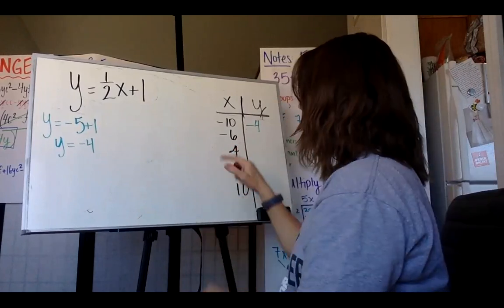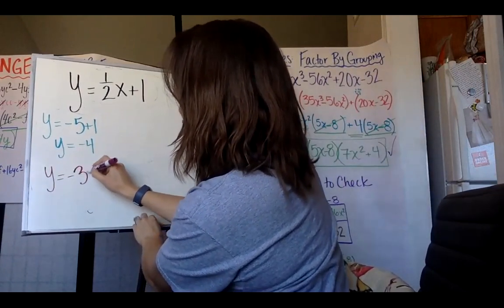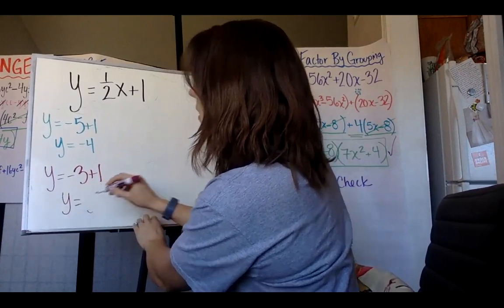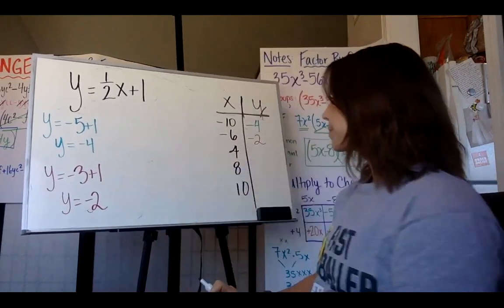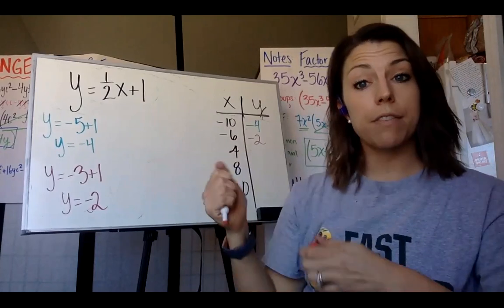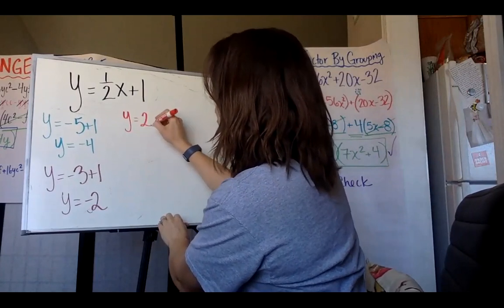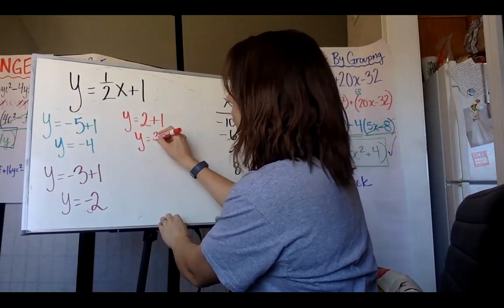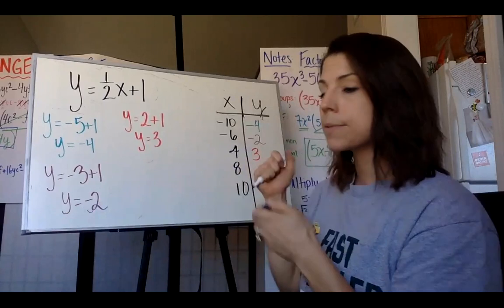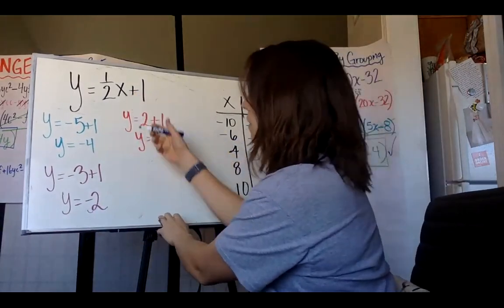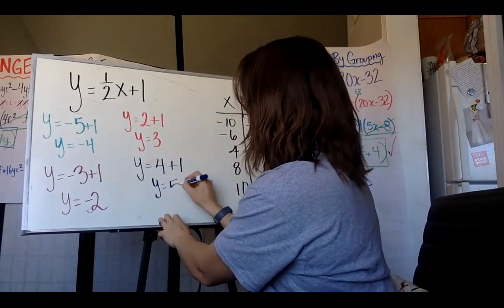Plug in -6. What's half of -6? -3. So when I plug in -6, I get -3 plus 1, which is the same thing as 1 minus 3, which is -2. Let's plug in 4. Half of 4 is 2. So that means my function is 2 plus 1. Hopefully we get that one right. It's 3. Plug in 8. Half of 8 is 4. 4 plus 1 is 5.